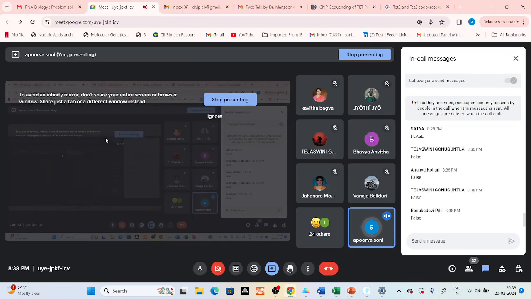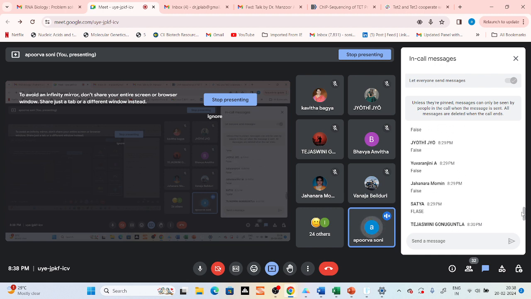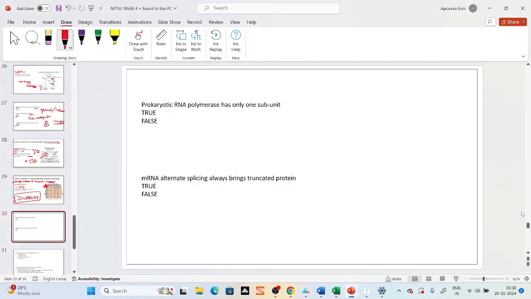So Renuka has answered false. Tejaswini, Anuya, Satya, Kavita, Jyoti, Yuvranjani. So many have answered it false. This is the correct answer because we have already studied that it has alpha 2 subunits, beta, beta dash, and omega. So there is not one subunit. There are so many. Sorry, sigma. There are so many subunits.